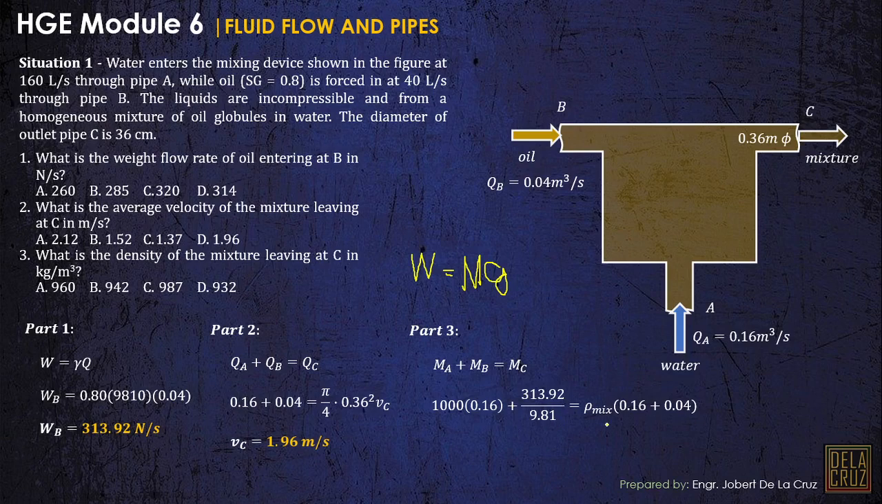This is equivalent to the density of the mixture times the flow at C. Take note that the flow of C is equivalent to the flow rate of A plus the flow rate of B. That is the equivalent flow. So we can solve the density of the mixture, equivalent to 960 kilograms per cubic meter.